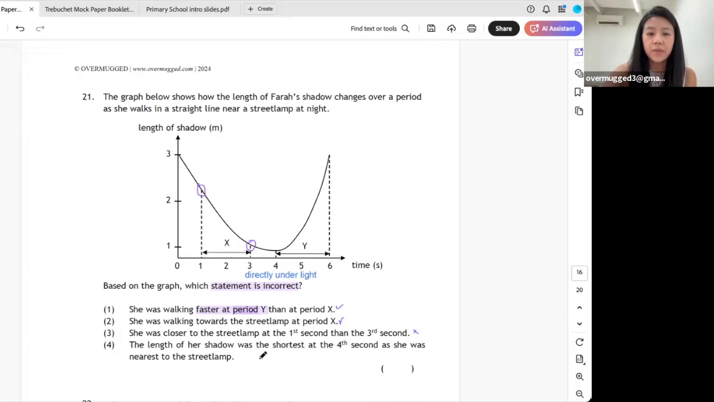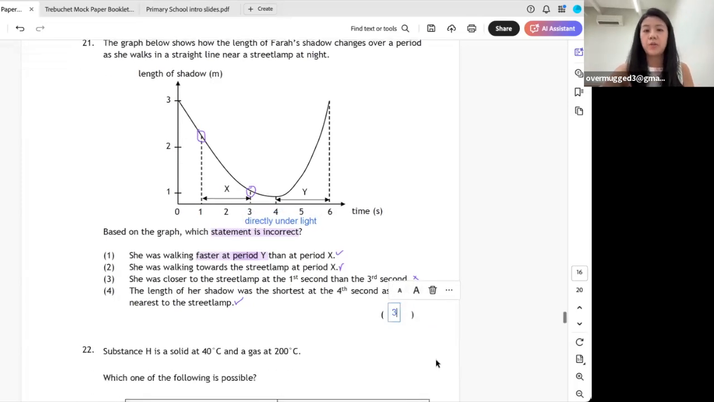The last one, the length of her shadow was the shortest at the 4th second as she was nearest to the street lamp. As what we concluded earlier, because she's directly under the light. So yes, her shadow will be the shortest. All right. Therefore, the statement that's incorrect would be option 3.